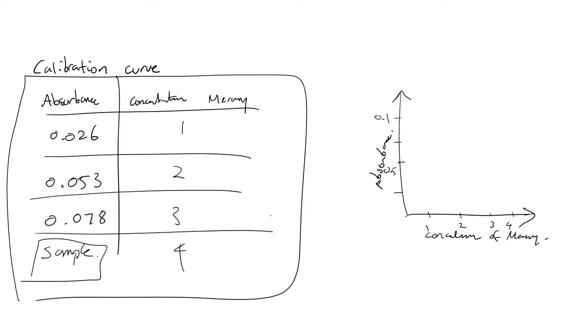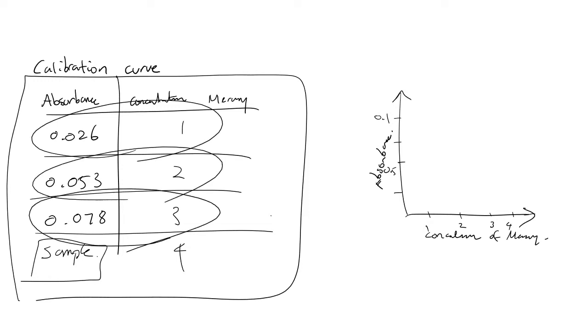Now we plot these points on the Cartesian plane. When x is 1, y is 0.026, so that's around here. When x is 2, it's about 0.05, around here. When x is 3, y is 0.07, around here. And we have the sample at 4, and we don't know what it is, so we'll leave that blank. Now we need to connect the points in a straight line, like that. That will be our calibration curve.